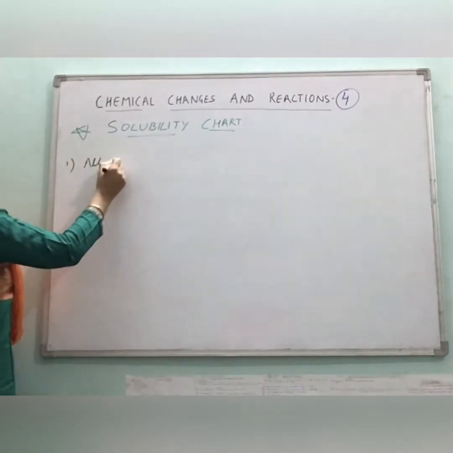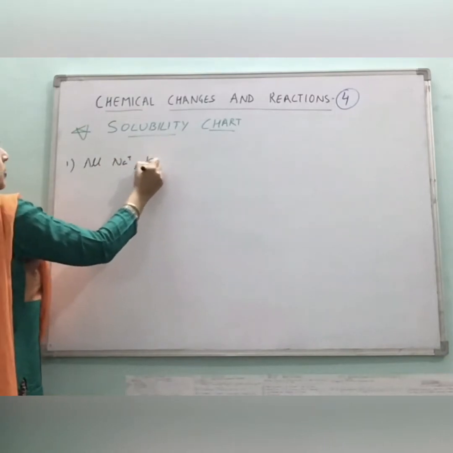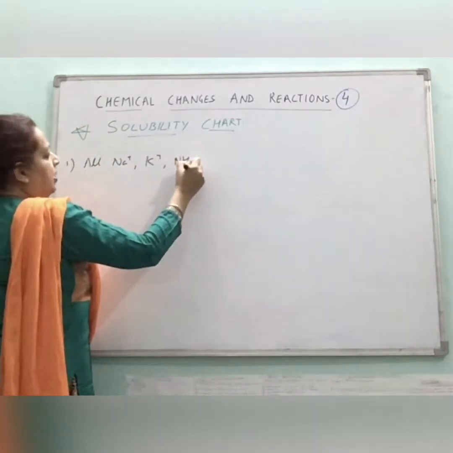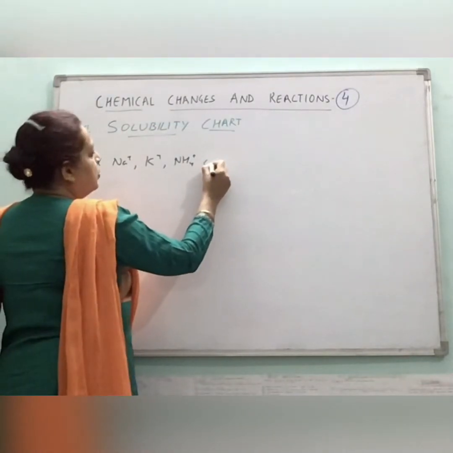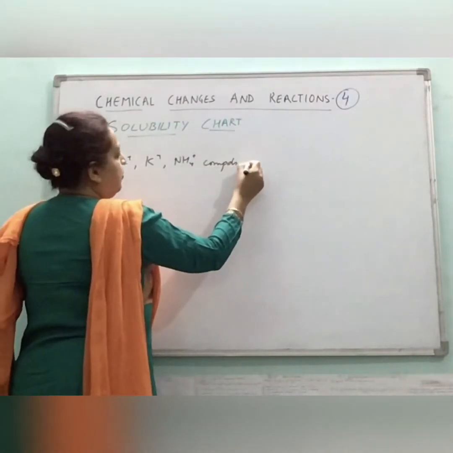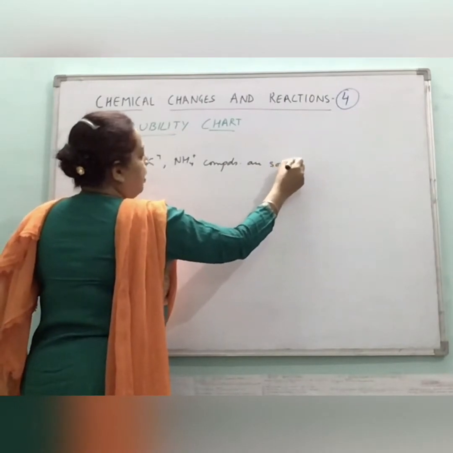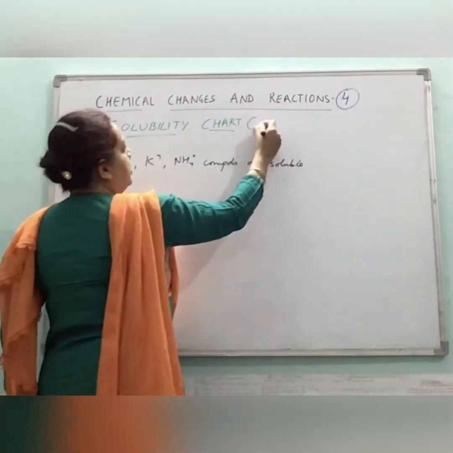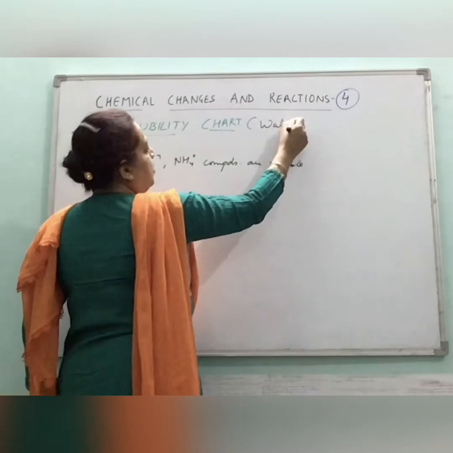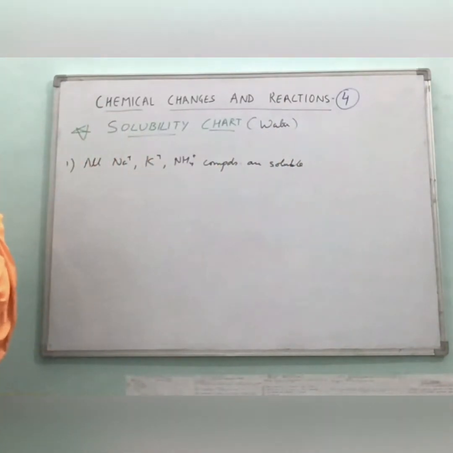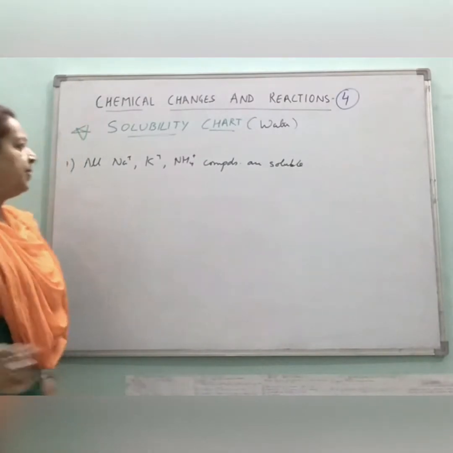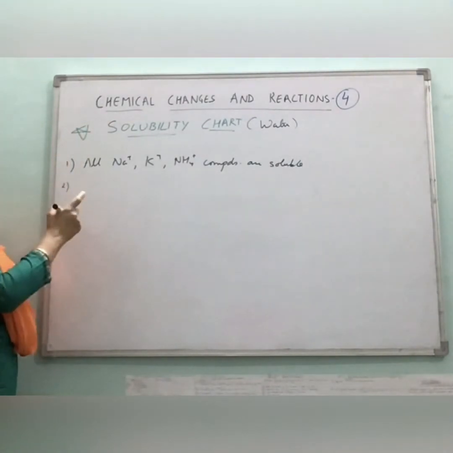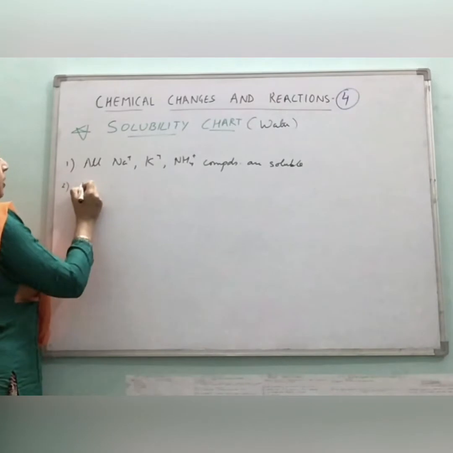All sodium, potassium and ammonium compounds are soluble; these are the radicals, right? When we talk about the solubility chart, it is in water. Water, the universal solvent. We are talking about whether a compound is soluble or insoluble in water. Second, you will be writing this, right? And memorize it also.